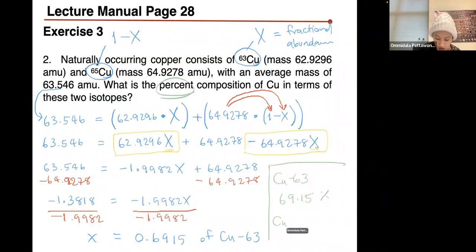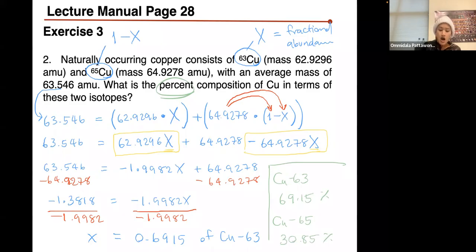Therefore, copper-65, which is 1 minus x, is going to come out to be 0.3085, but you want it in percent, so you multiply that by 100, and it comes out to be 30.85%. Or you can just use 100 minus the percent of copper-63, and you'll get copper-65.